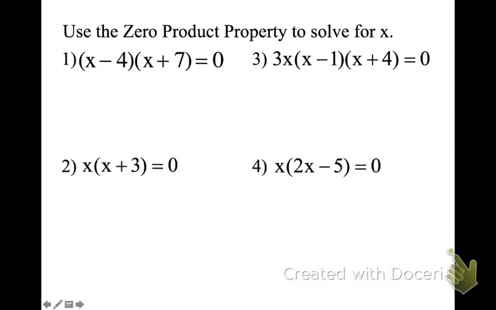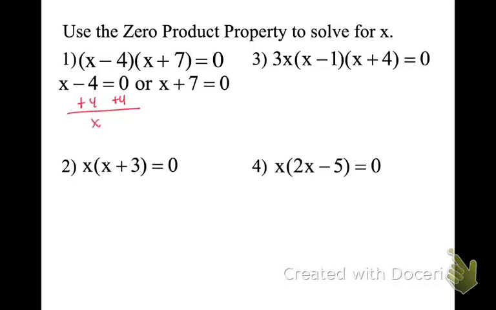All right, let's get started. Let's try it. So on number 1, we're going to set each factor equal to 0. And then we're going to solve. We expect you to show work. Plus 4, x is equal to 4. Show properties of equality. How do you get there? Subtract 7, x equals negative 7. And then we're going to see our solutions are negative 7 and 4. Okay.